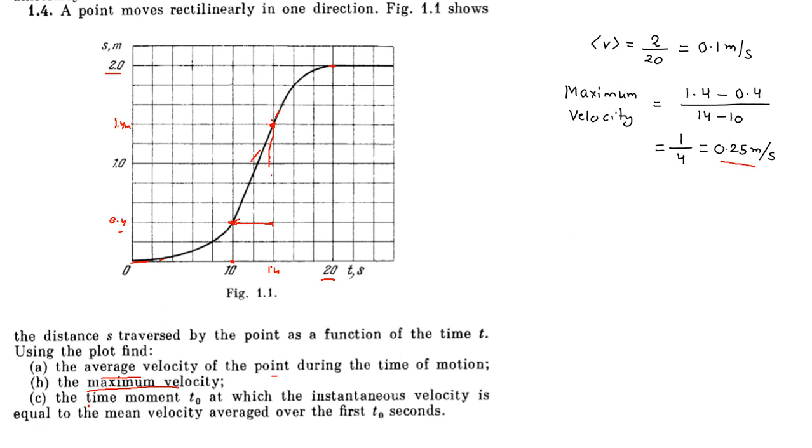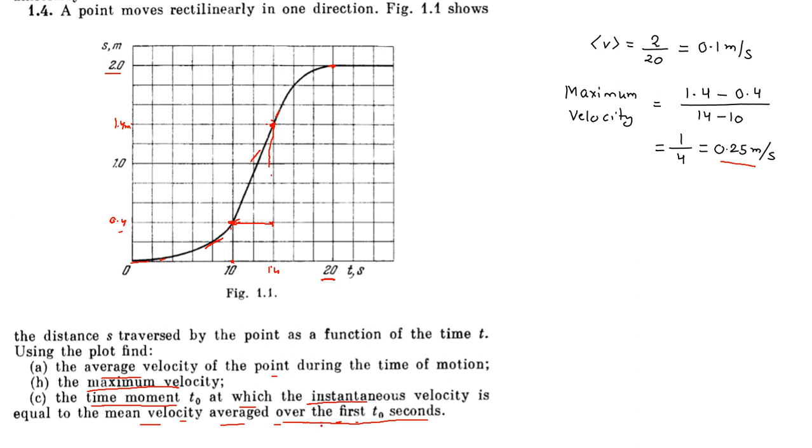The final part of the question is the time moment t naught at which the instantaneous velocity is equal to the mean velocity averaged over the first t naught seconds. If we know the distance-time graph, the instantaneous velocity at any moment is given by the slope at that point. So the instantaneous velocity at this moment is the slope at this point, and so on. And we have to find the time t naught where the instantaneous velocity is equal to the mean velocity averaged over the first t naught seconds.